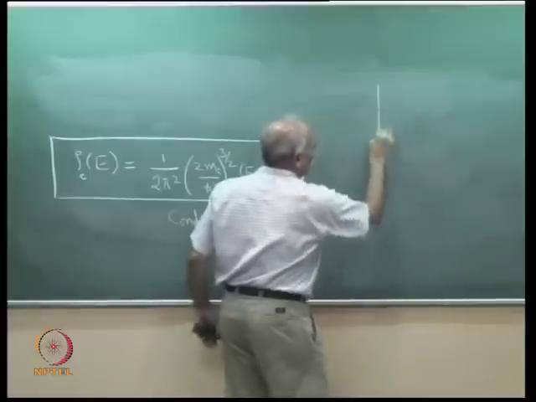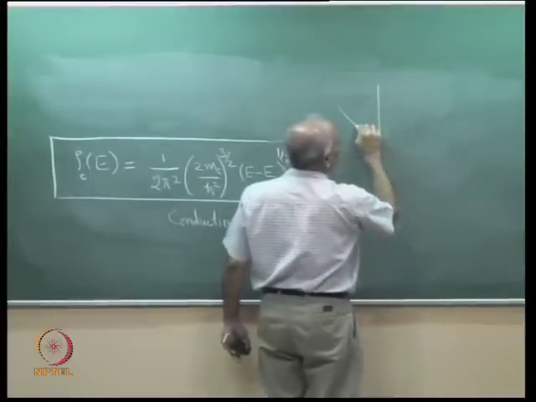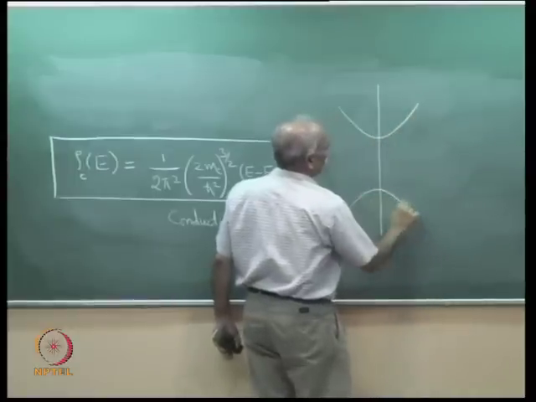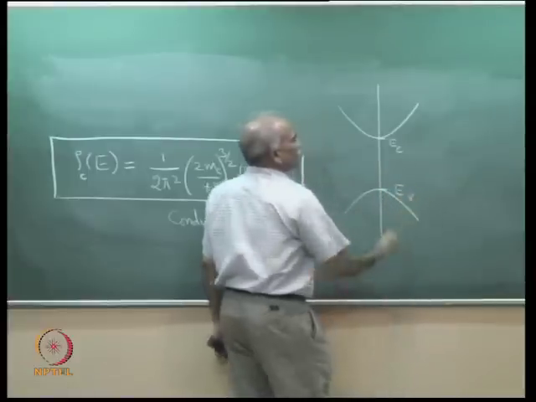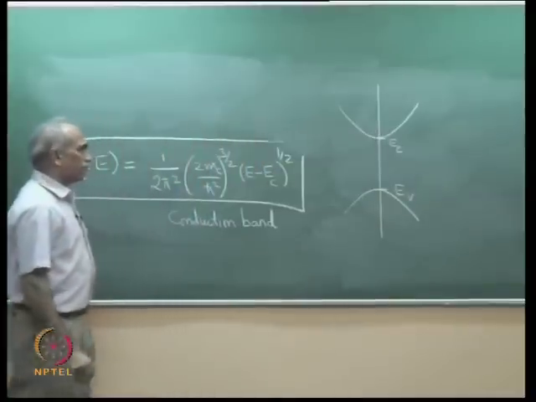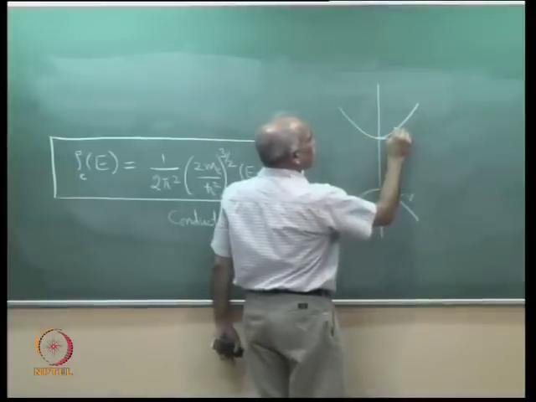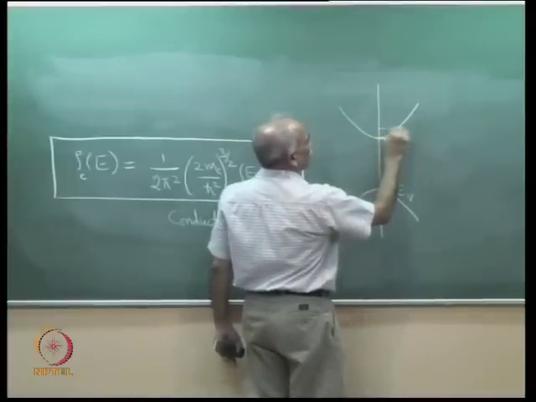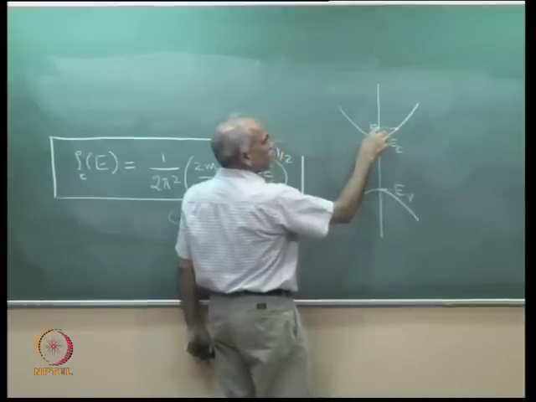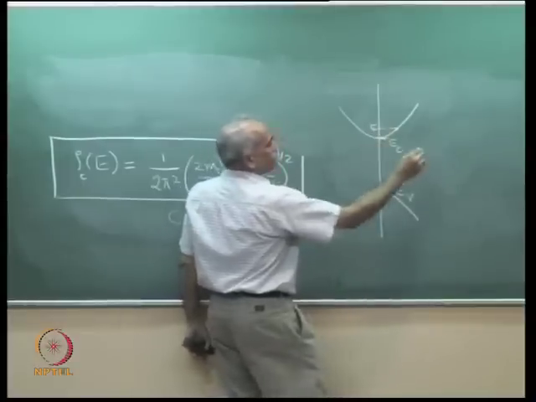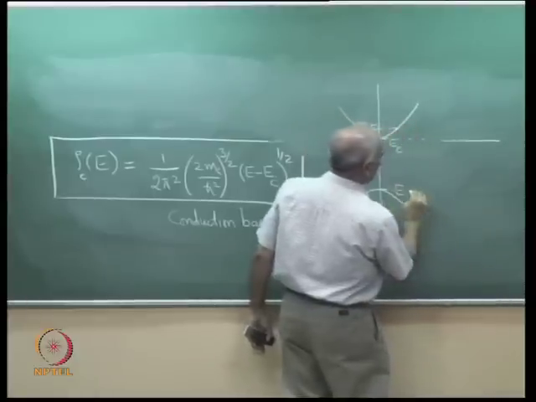if you look at the conduction band here, where we had the EK diagram, you had the EK diagram like this. So this is EC, this is EV. We are looking at the density of states in the conduction band for E greater than EC. E is any value here in the conduction band. So E minus EC is this difference.